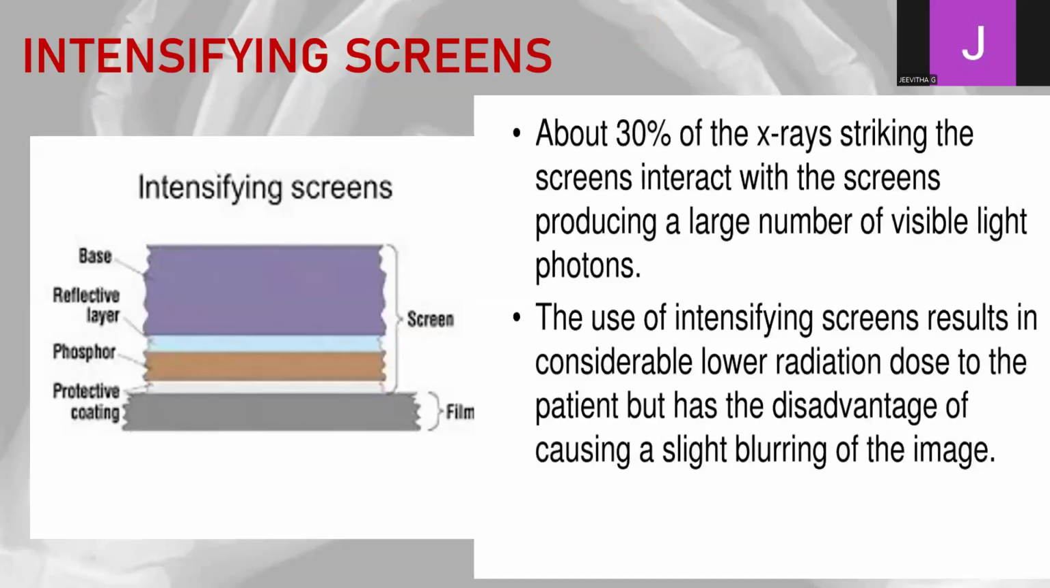Now coming to intensifying screens, this is again a very important 5-mark question for the final years and the third years. These are the different parts of the intensifying screens which are given in this diagram, where we have a base, a reflective layer, a phosphor layer, and a protective coating. Now, about 30% to 35% of the X-rays which are striking the screens interact with these screens, producing a large number of visible light photons. The use of intensifying screens helps us to reduce the radiation dose which comes to the patient. But one disadvantage of using intensifying screens is slight blurring of the final image.